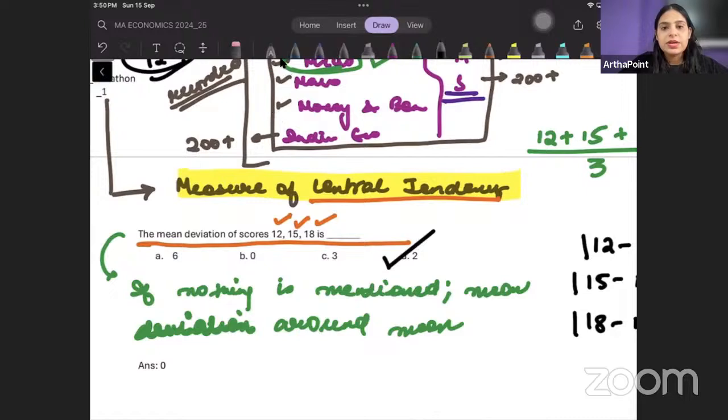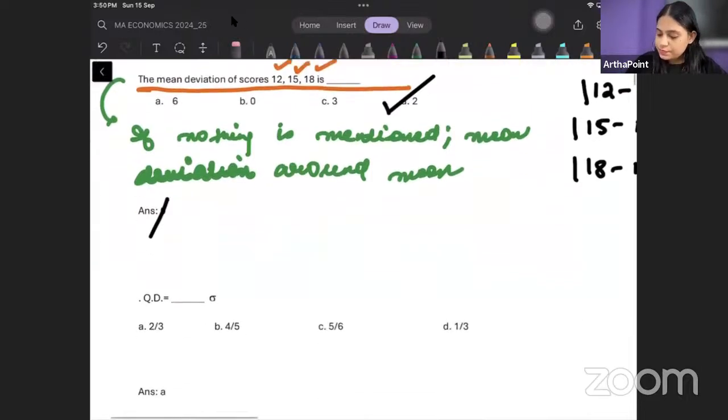Is GATE necessary? No beta, GATE is not necessary, but I suggest that you give the GATE exam. It will be comparatively easier and it will give you admission to IIT. So if possible, just give the exam. Okay, let's go to the next question now.